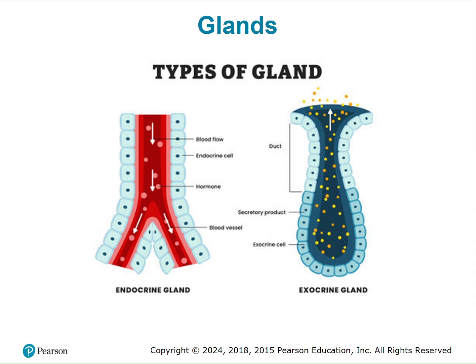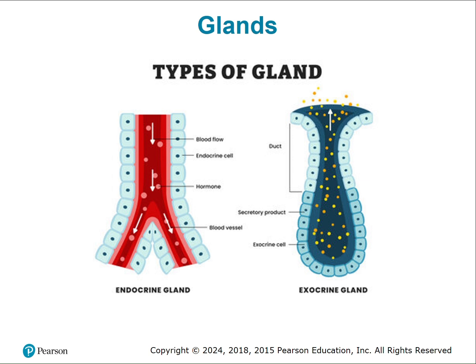And the big distinction is that they are going to produce and secrete those substances that they can then release to other places in the body. Now, specifically, when we talk about glands, there are two major categories of glands and how we're going to classify them. And we're going to classify them based on how they're going to release that substance that we're talking about.